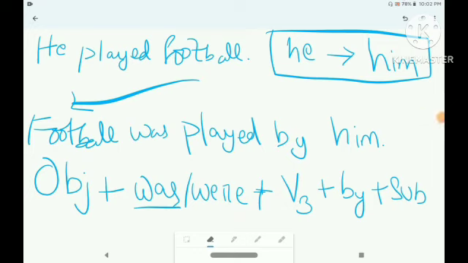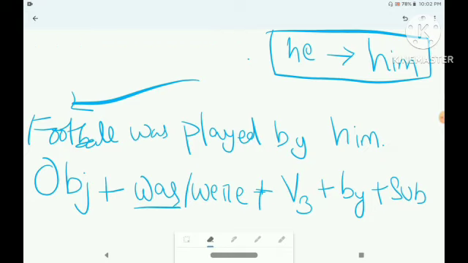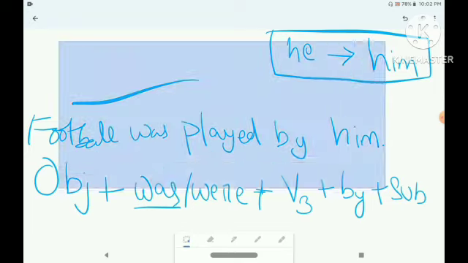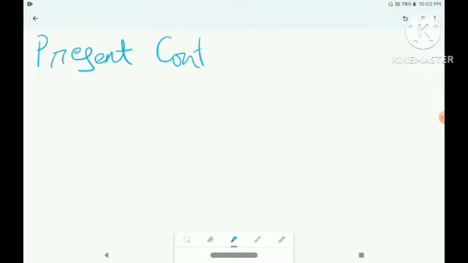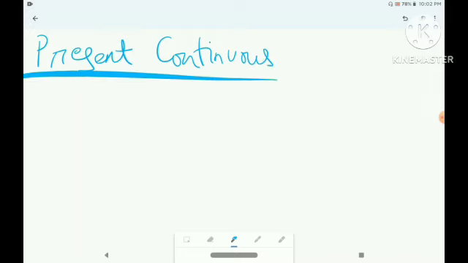Next we will be continuing on with our present continuous tense. I will write it for you. Please take down notes. I am requesting those who are watching the video, if possible, take down notes. So in present continuous, what is the structure for present continuous sentences?